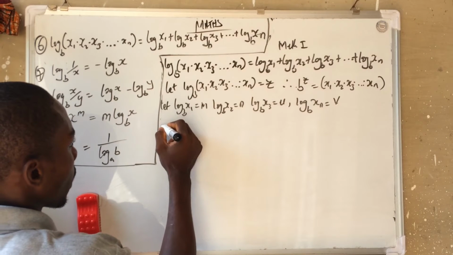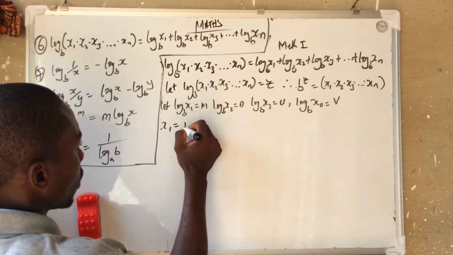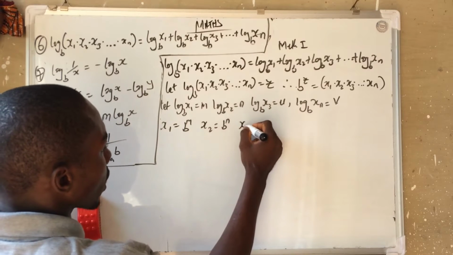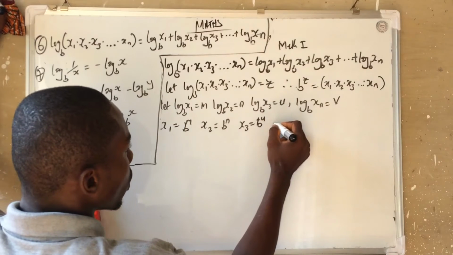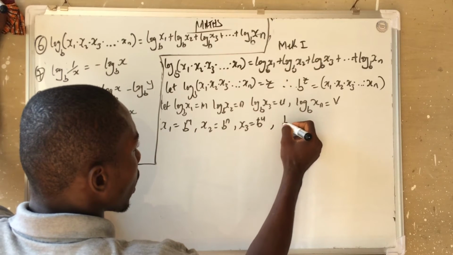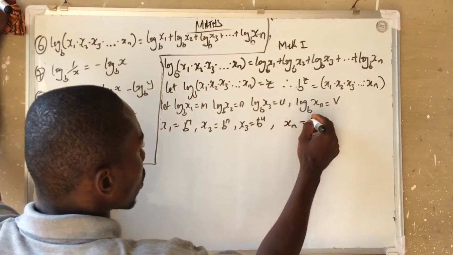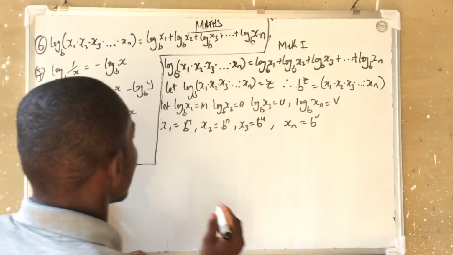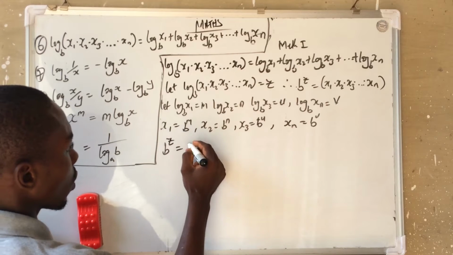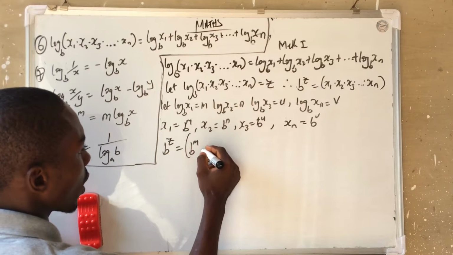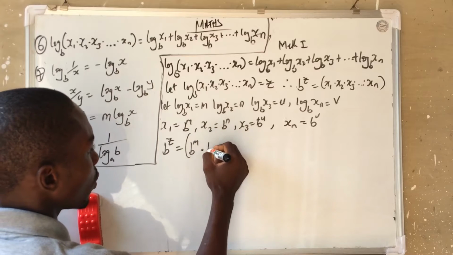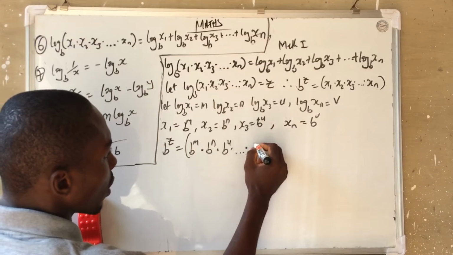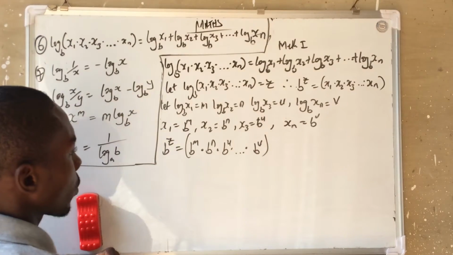So that makes x1 equal to b raised to the power m, x2 equal to b raised to the power n, x3 equal to b raised to the power u, xn equal to b raised to the power v. So I'm now going to substitute this in this. I have b raised to the power z is equal to b raised to the power m, multiplied by b raised to the power n, multiplied by b raised to the power u, multiplied by ... multiplied by b raised to the power v.